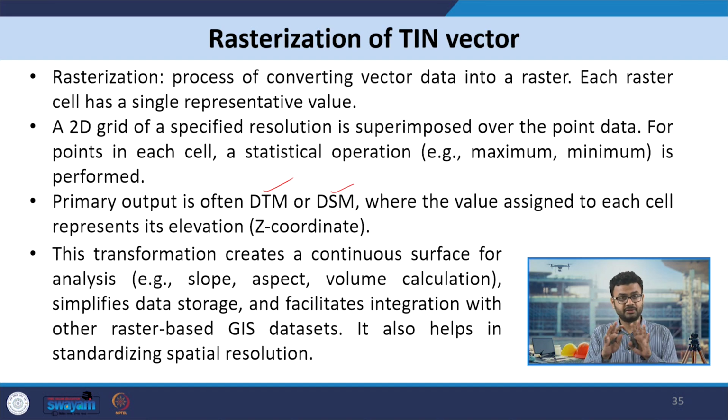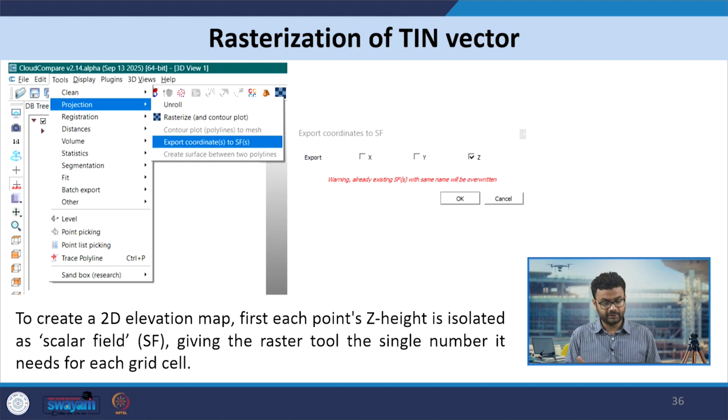So, this raster data can then be used for slope calculation or aspect calculation, volume calculation, and so on. And because it is in a raster format, it simplifies data storage and it facilitates integration with other raster-based GIS datasets. So, this is showing the rasterization of TIN vector in CloudCompare software.